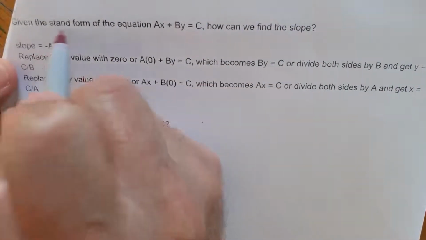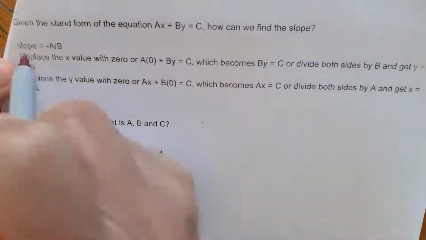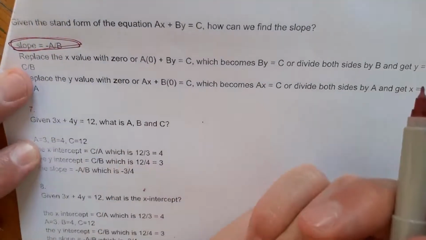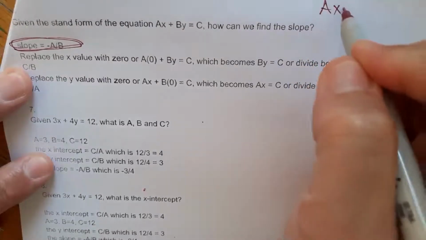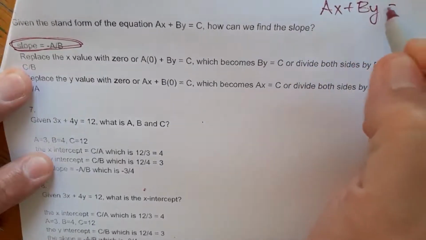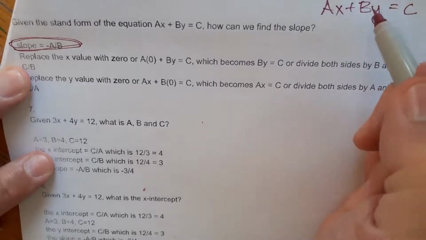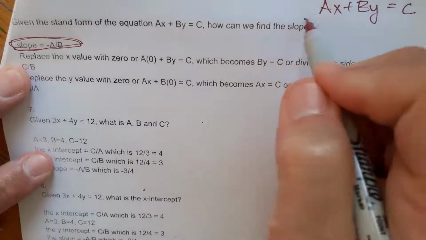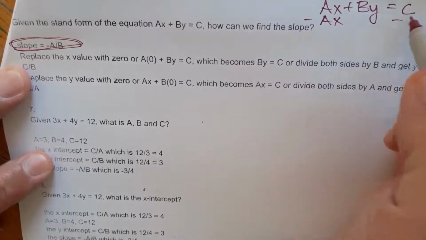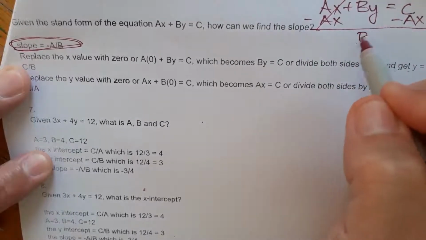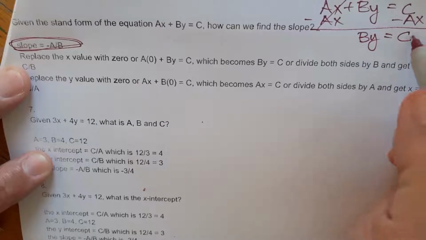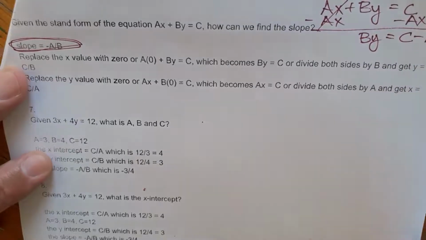Given the standard form of the equation, how can we find the slope? The slope is negative a over b, and now I will solve this for you. Let's say we've got ax plus by equals c. We want to solve it for y equals mx plus b. So let's subtract ax from both sides. It disappears here, and we get by equals c minus ax.